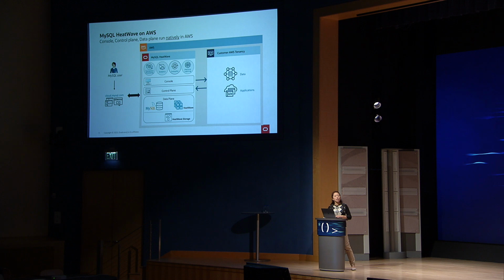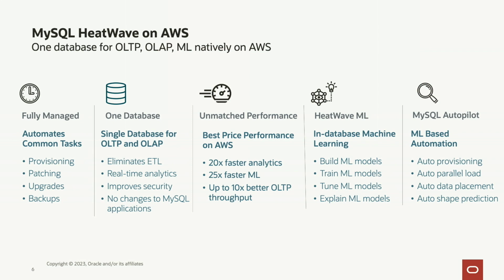From the customer perspective, they will access it through cloud.mysql.com, the console that we created for AWS to access and manage the resources. At a very high level, the goal of HeatWave on AWS is that there's no difference between AWS and OCI. We want to provide a single database service for OLTP, OLAP, and machine learning. We want to provide the option for the customer if they prefer to run it on AWS or on OCI. As you can see here, it's the same proposition: fully managed, one database, unmatched performance.